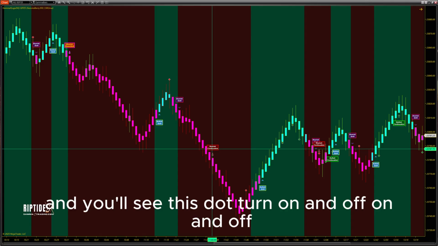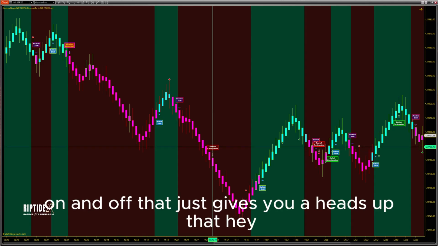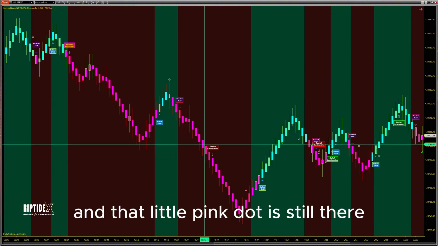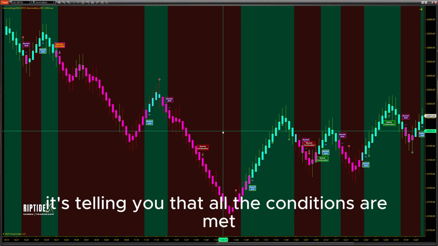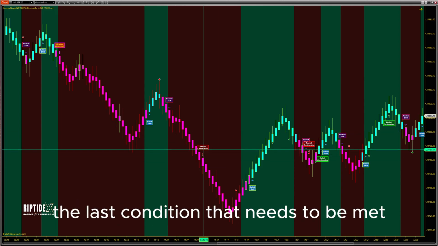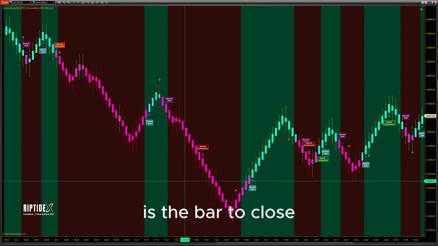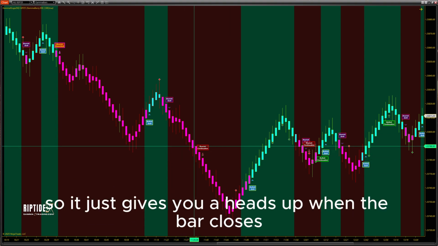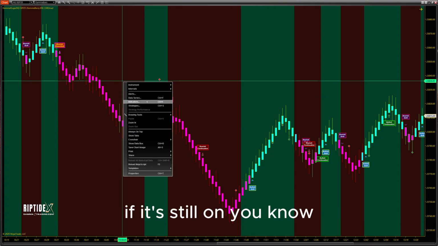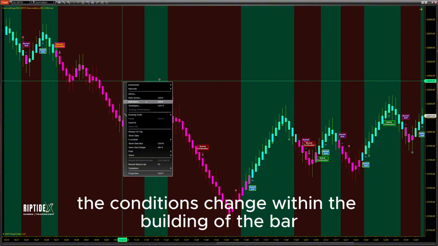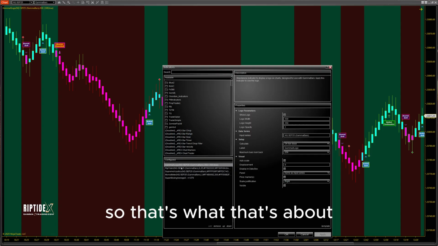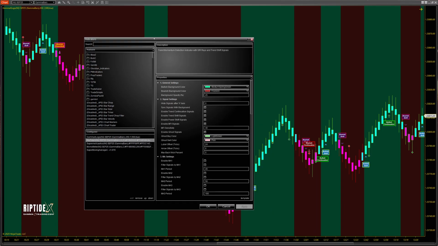And you'll see this dot turn on and off, on and off. That just gives you a heads up that, hey, when this bar closes and that little pink dot is still there, you're going to get a continuation label. It's telling you that all the conditions are met for a continuation signal. The last condition that needs to be met is the bar to close. So it just gives you a heads up. When the bar closes, you're going to get a continuation signal if it's still on. You know, the conditions change within the building of the bar. So you'll see the ghost signal come on, come off, come on, come off. So that's what that's about.